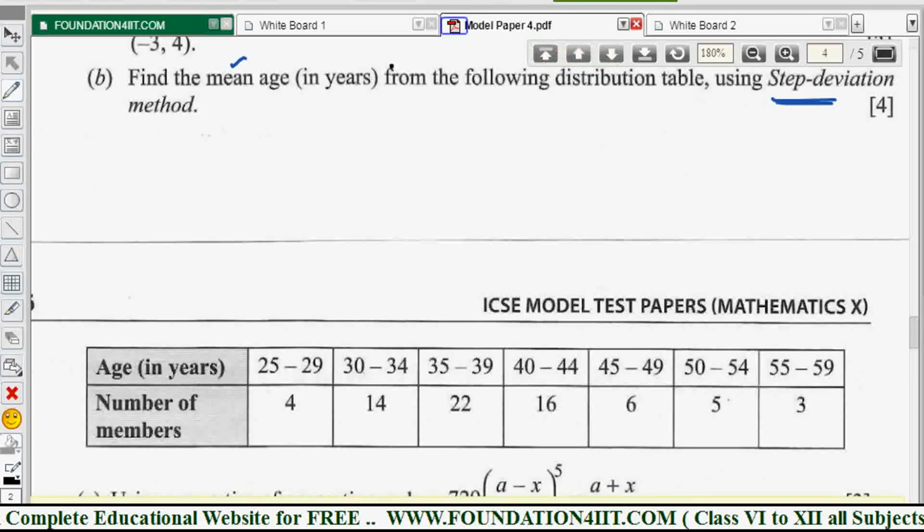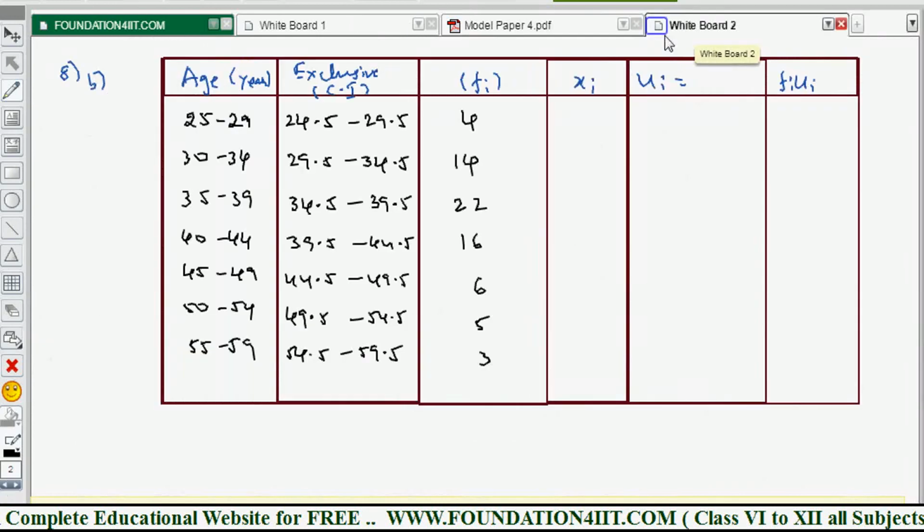Now let us find the mean using the step deviation method. For that we need xi. Xi is the mid value of the class interval. So for 25 to 29, it is 27. If you don't know, you just add these both numbers and divide by 2. And for 30 to 34 the mid number is 32. Similarly 37, 42, 47, 52 and 57.